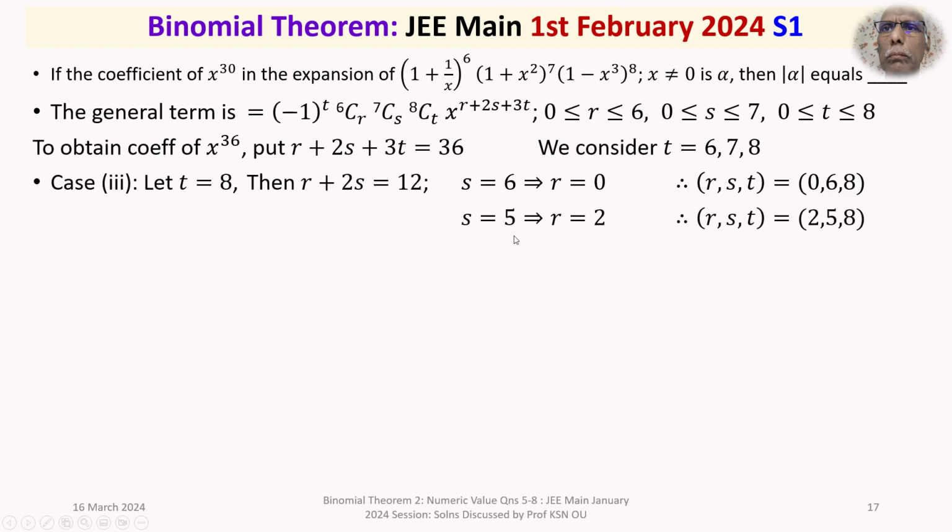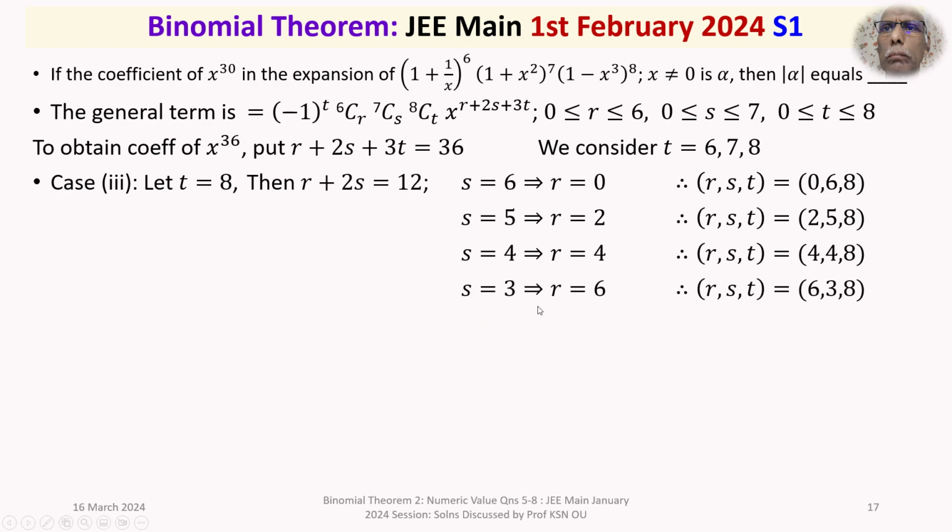s is equal to 5. 5 2s are 10. It is 2. r is equal to 2. r, s, t is 2, 5, 8. And s is equal to 4. r is equal to 4. r, s, t is 4, 4, 8. s is equal to 3. r is equal to 6. It is 6, 3, 8. Now can we go further?